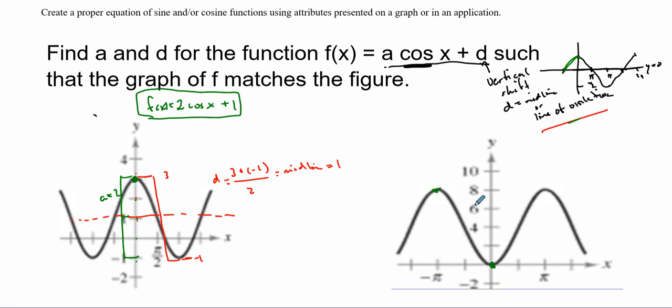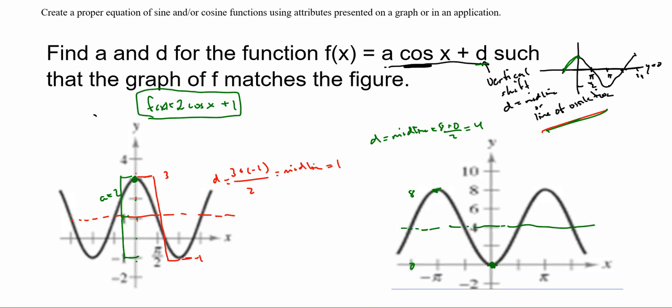If we take our top, which is 8, and our bottom, which is 0, and find our midline, our line of oscillation, that's going to equal 8 plus 0 divided by 2, and our midline is equal to the D value, our vertical shift. We realize that can equal 4. You probably could eyeball that as well. That is where this line of oscillation is going.